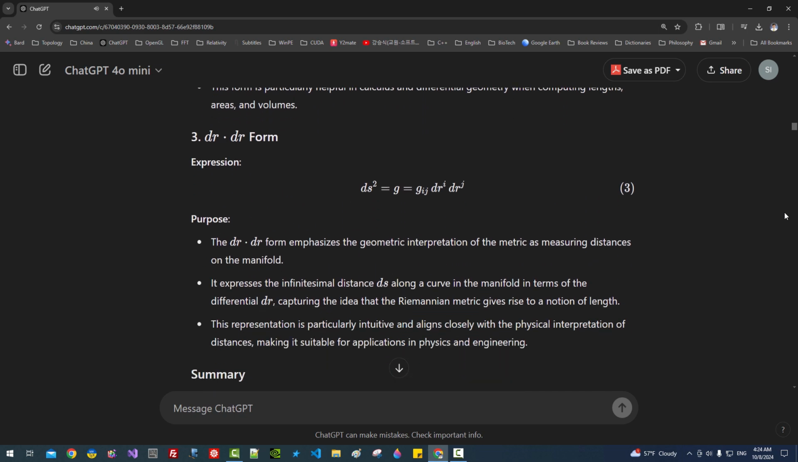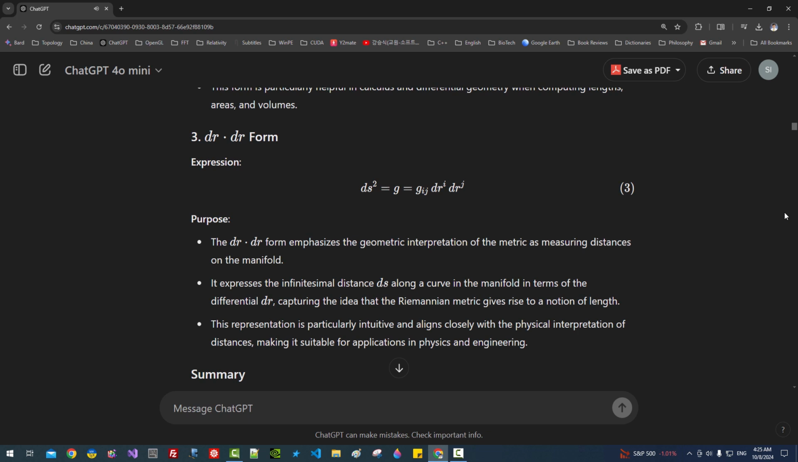Now 3. The dr dot dr form. Expression: ds squared equals g equals g_ij dr^i dr^j. Purpose. The dr dot dr form emphasizes the geometric interpretation of the metric as measuring distances on the manifold. It expresses the infinitesimal distance ds along a curve in the manifold in terms of the differential dr, capturing the idea that the Riemannian metric gives rise to a notion of length. This representation is particularly intuitive and aligns closely with the physical interpretation of distances, making it suitable for applications in physics and engineering.